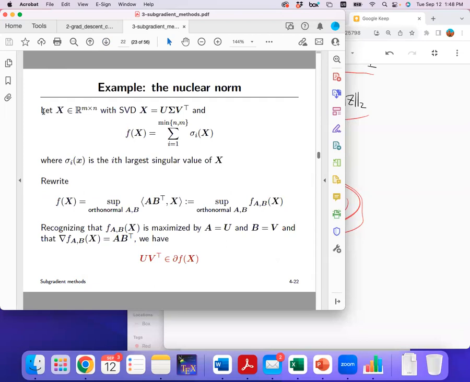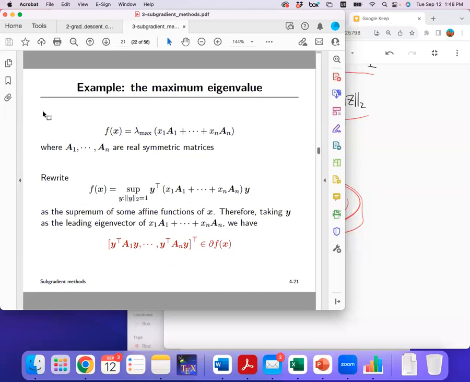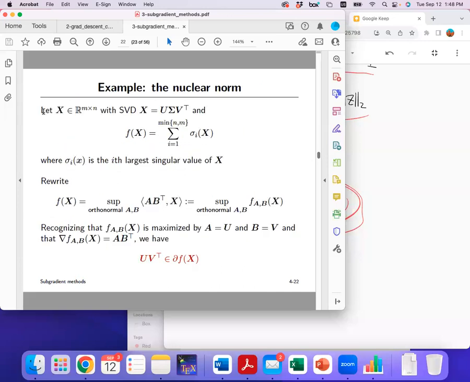Okay, I think we are 3 minutes over, so I will stop here. Next time we'll continue to talk about another example on the nuclear norm. We have a big project that is related to the nuclear norm, so we'll get into this. I'll see you on Thursday.